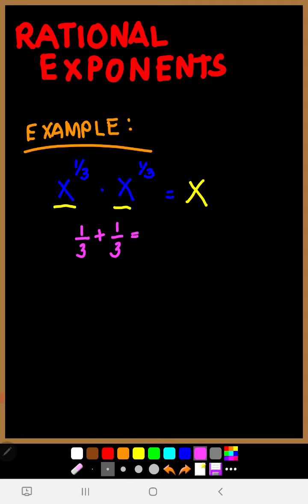So let's also review the addition of fractions. When we add fractions, if these are similar fractions because they have the same denominator, the denominator of both is 3. So you just copy that denominator and then you add the numerators. So that is 1 plus 1, which will be equal to 2 over 3. So your answer is x raised to 2 over 3.